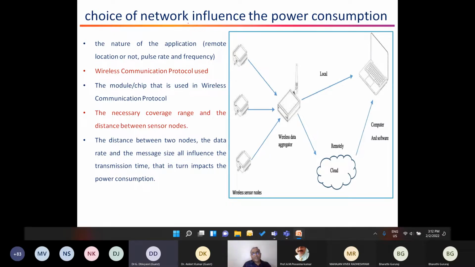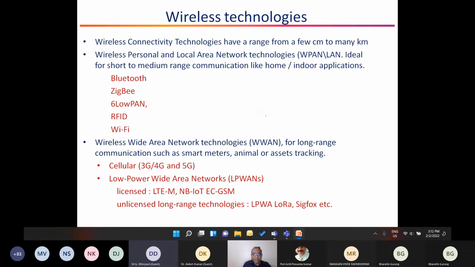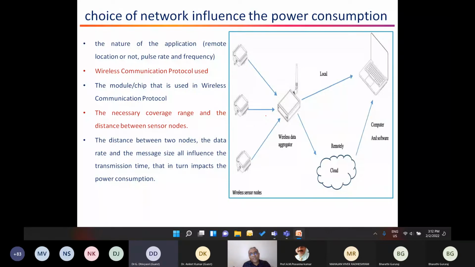Remember, the choice of network, the wireless technology, will also influence the power consumption. When I look at all these technologies, range is one concern, and power consumption is always the other concern. If you notice in this particular setup, this is a group of sensors, and this is also a group of sensors, and this is one group of sensors. Here, groups of sensors are communicating among themselves. These are called sensor nodes. They keep exchanging data between these two nodes.